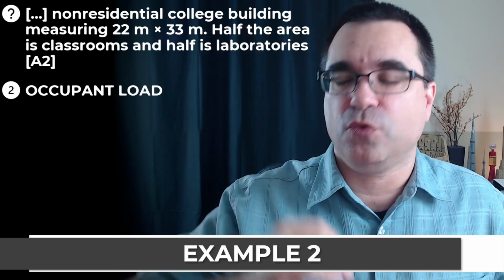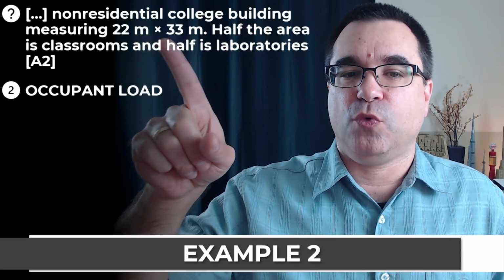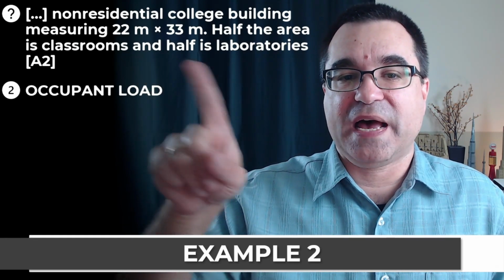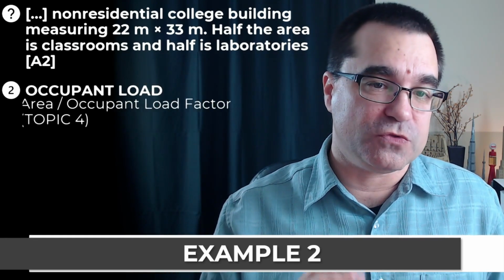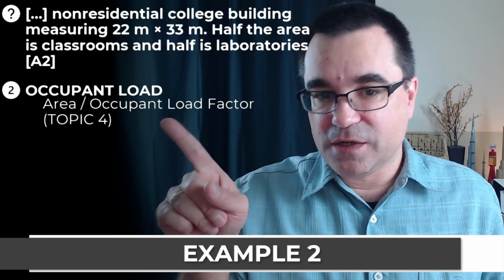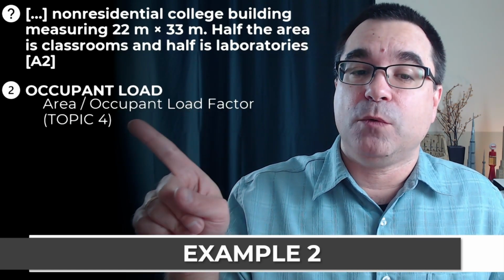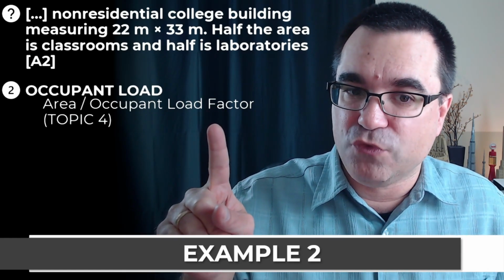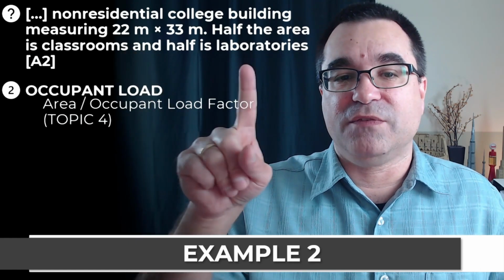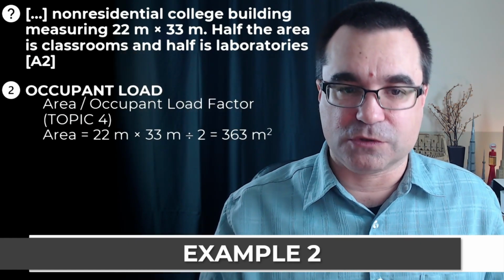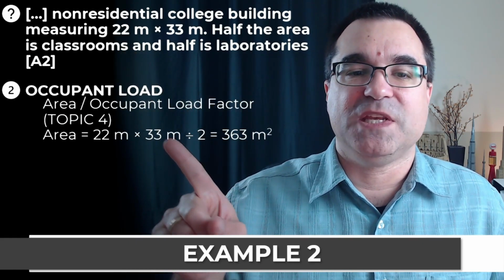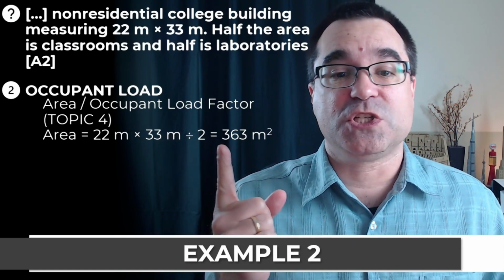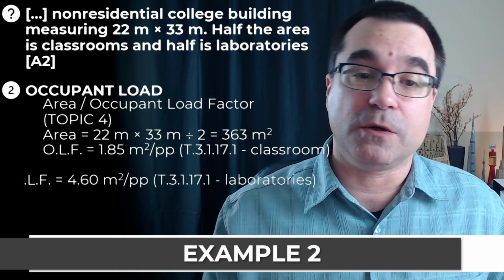And here's the little twist. Out of the area of 22 meters by 33, half of that area is being used for classrooms. The other half is being used for laboratories. So we are going to use this formula, but we have to calculate the proper area and then select the proper occupant load factor for each of these spaces, classrooms and laboratories. So the area is 22 meters by 33 divided by 2 for each space, which is 363 meters squared.